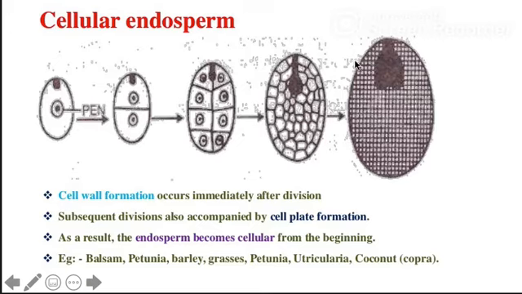the entire embryo sac. Examples of cellular endosperm are found in balsam, petunia, barley, grass, utricularia, and the coconut, which is the copra, the hard part, the meat. So what are the different haustoria found in cellular endosperm?